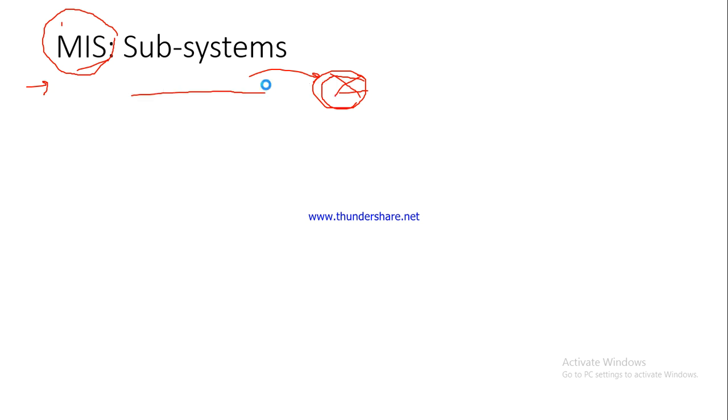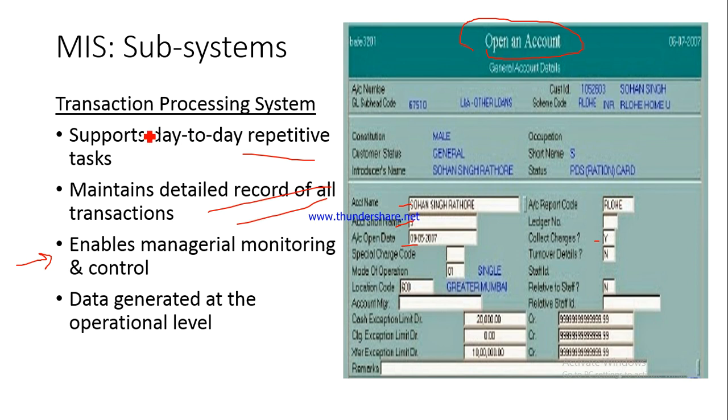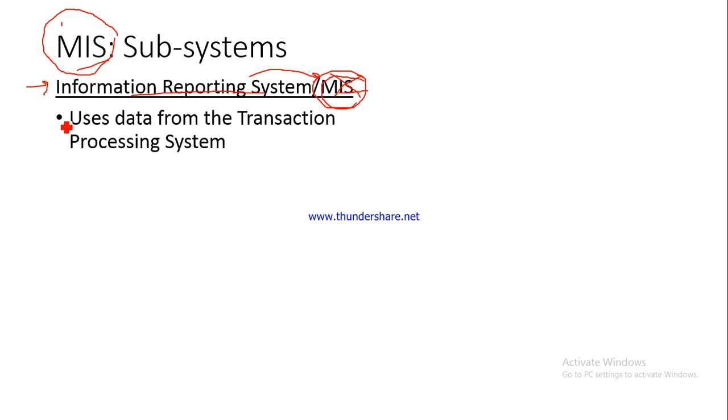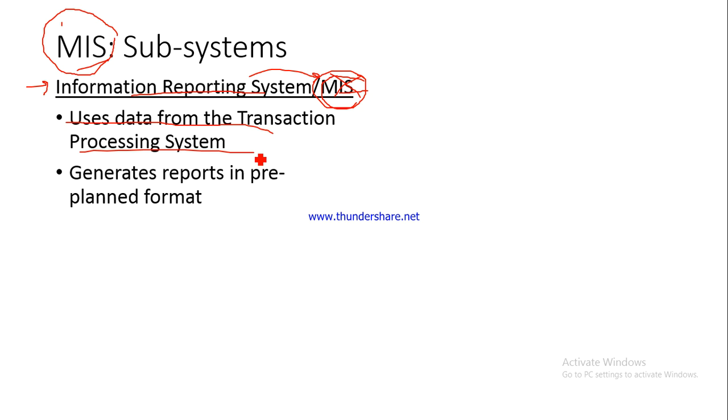Now what we have to do is understand how the data which has been generated during the day-to-day activity and stored in the transaction processing system enables managerial monitoring and control, right? Please understand, this is the second constituent of MIS, the information reporting system. It uses the data from the transaction processing system. The data we had collected in the transaction processing system is going to be used here, and the information reporting system will be summarizing this data. It will be generating reports from the transaction processing system. Do you understand my point?